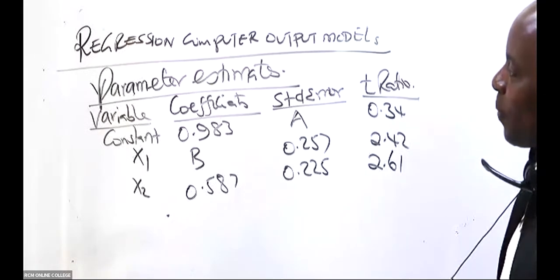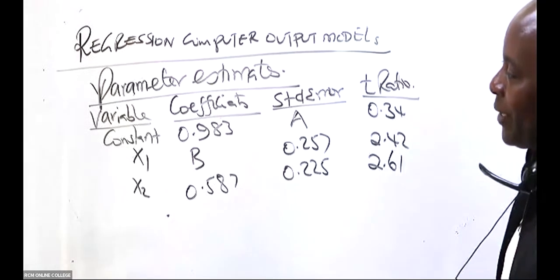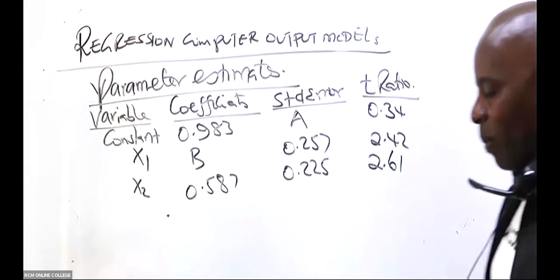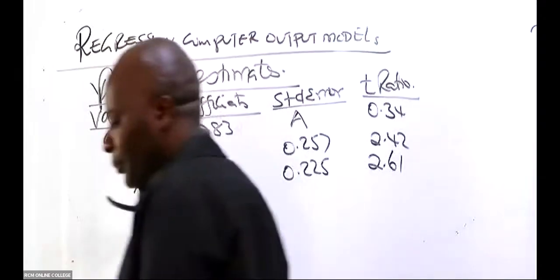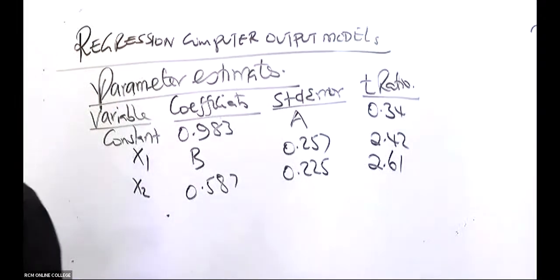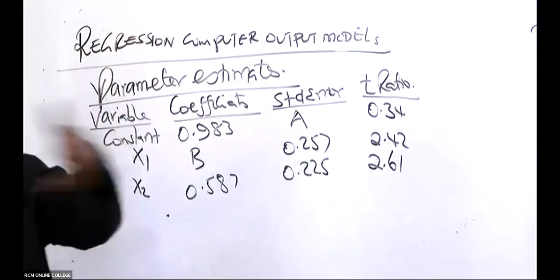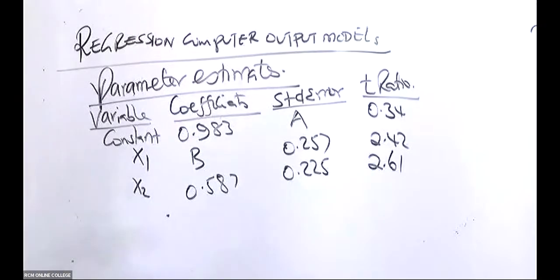So this is what we call parameter estimates. Please, once you finish copying this table of parameter estimates, can you put your thumbs up like this? Are we okay? All right.